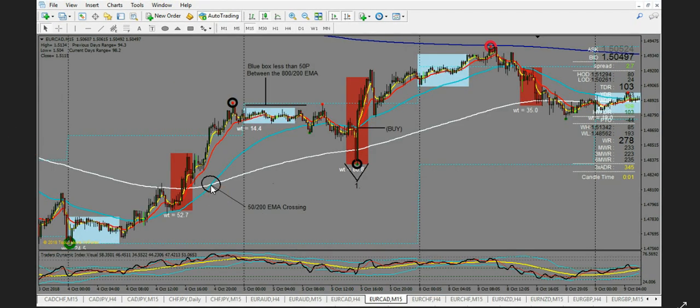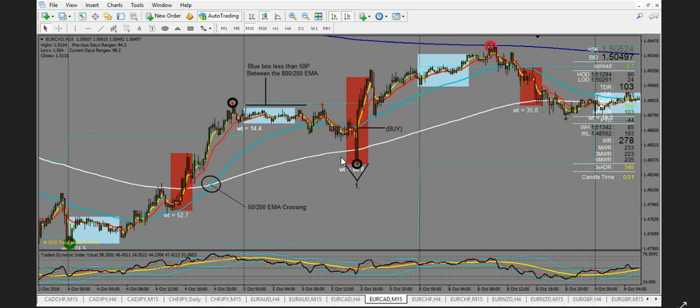There it is. There's the 50/200 crossing. The blue box is less than 50 pips, and it's between the 200 and the 800 EMA, which is that blue line over there. So guys, in this instance, when you wake up, prices are around this point over here. The first thing you look at is anything that bounces off the 200 EMA, which is this point right here.